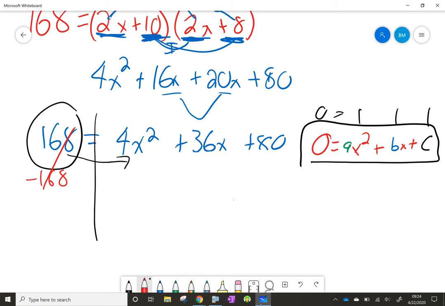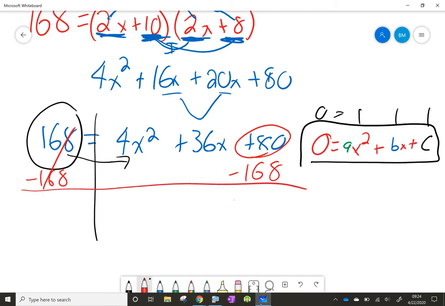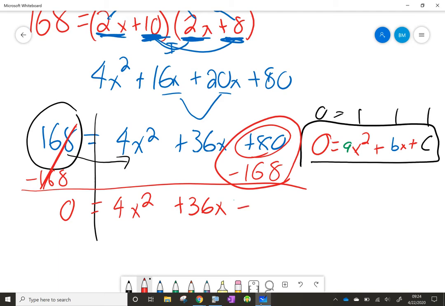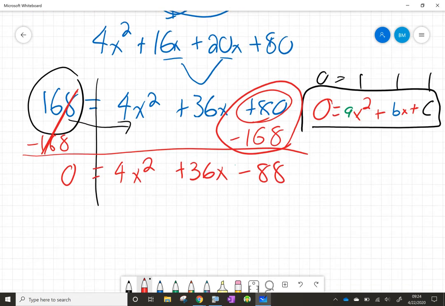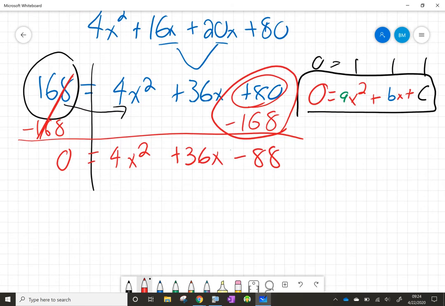Now, since the 80 is like terms with that, we will combine it with the 80 because they're just two regular numbers. So on the left, 168 minus 168, as we know, cancels out, makes it 0. And we're going to be left with the 4x squared. We're still going to be left with the 36x. But since these two terms are like terms, we combine those. So 80 minus 168. So let's grab our calculator. 80 minus 168 is negative 88. So minus 88. And now we have our quadratic.